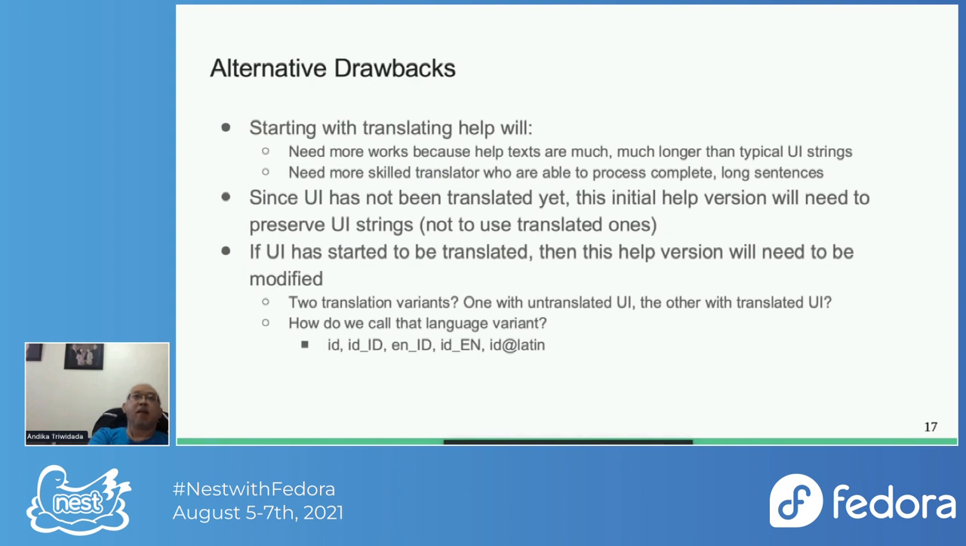Okay, but the problem is that when we start with translating the user guide or our help, after we already finish them, then what to do next? Do we translate the UI? And I think the main problem is how do we call the language of that translation that only translates the help, the guide, not the UI.